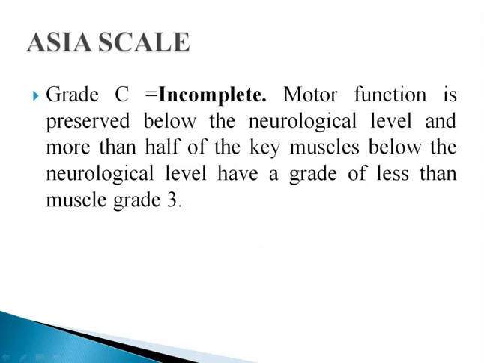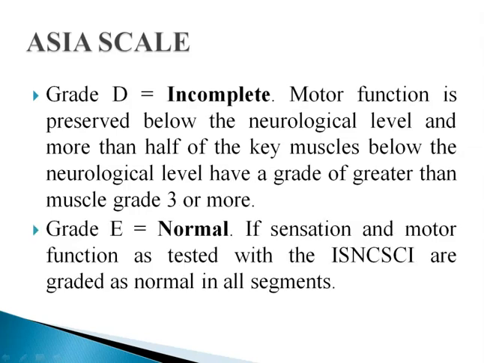Grade C indicates incomplete. Motor function is preserved below the neurological level, but more than half of the key muscles below the neurological level have a grade of less than muscle grade 3. The next grade is grade D, which indicates incomplete. Here also the motor function is preserved below the neurological level, but more than half of the key muscles below the neurological level have a grade of muscle grade 3 or even more.